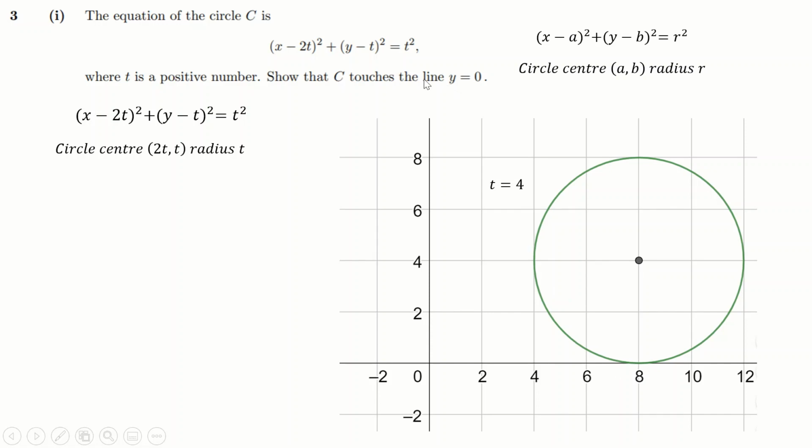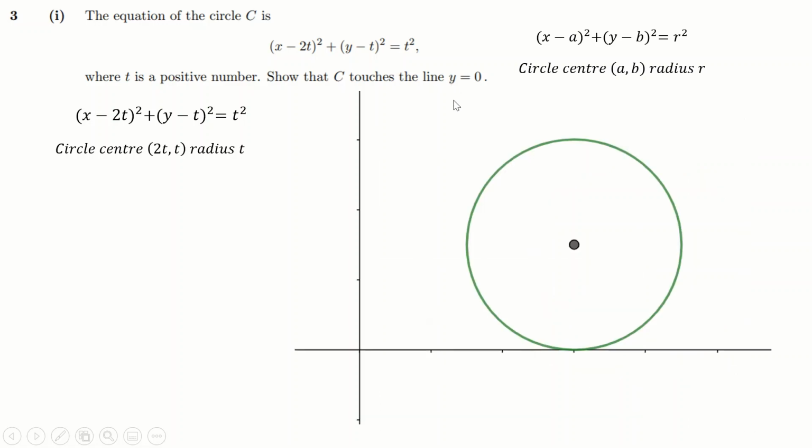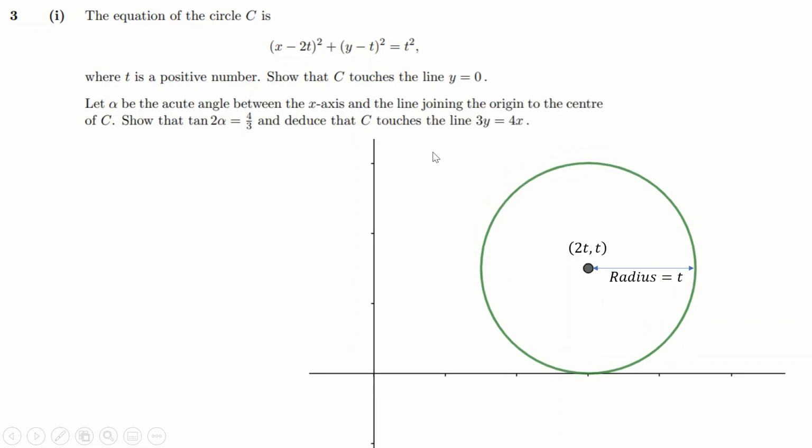So show that C touches the line y equals 0. Well, I think I can just do that by drawing a general picture. The center of this circle is (2t, t). The radius is t, but I could just draw the radius going straight down, which is also t. And now the height of this center is t, the radius is t, which means, of course, it touches the y-axis. Or, not the y-axis, the x-axis, which is the line y equals 0. No maths required. Excellent. Next part.